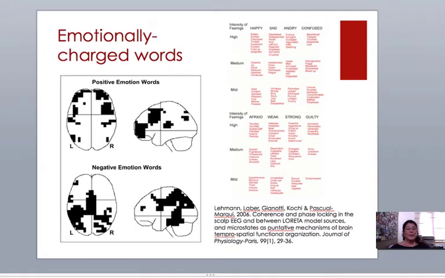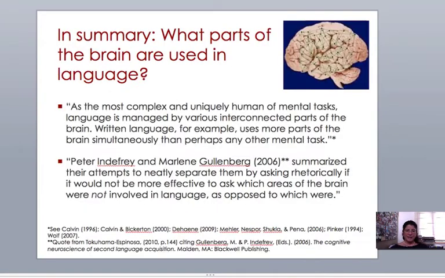We know also that emotionally charged words stimulate other parts of the brain in addition to semantic recall. They also have an emotional element to them. So basically, with all of these different pieces in mind, there's this question that was posed by Jeffrey and Goldenberg: what parts of the brain are used in language? And they said, why don't we just say what parts of the brain are not used? Because that would be easier, because almost the entire brain is lit up as you're going through these different language processing, especially in the writing mode.